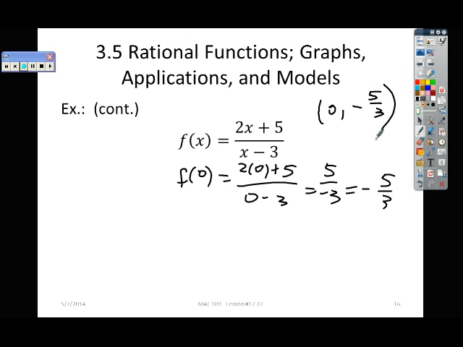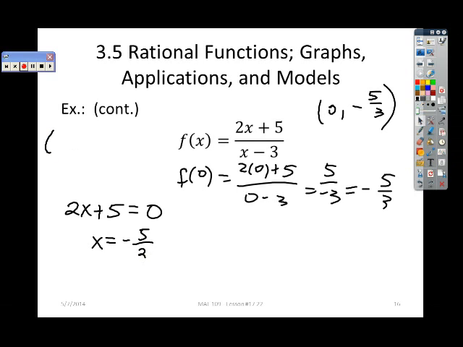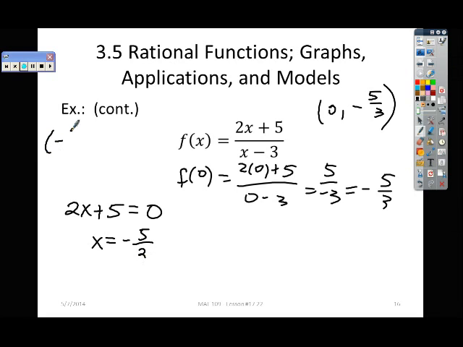Now, for the x-intercepts, take that numerator and say 2x plus 5 equals 0. Set the numerator equal to 0 and solve that. And you get an x value. And so that's your only x-intercept for this one.